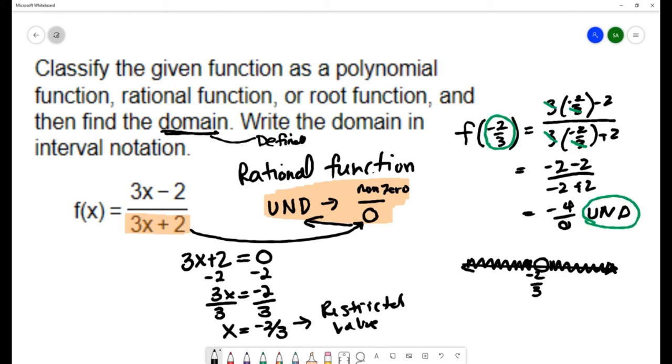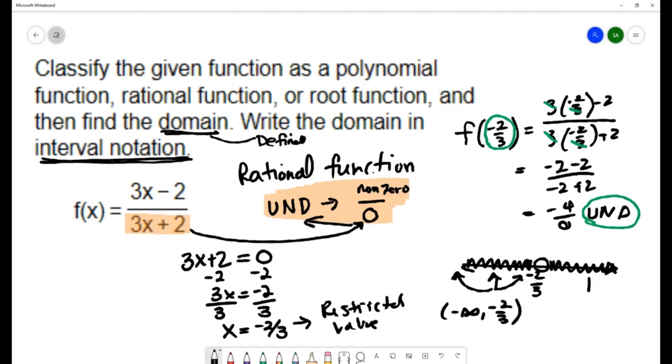So this is a picture representation of our domain. We want to write our domain in interval notation. So I'm going to write this interval to the left of negative 2/3, and it has a beginning and an end, negative infinity to negative 2/3. You see that I've used parentheses. In interval notation, parentheses indicate that the number is not included in the set.